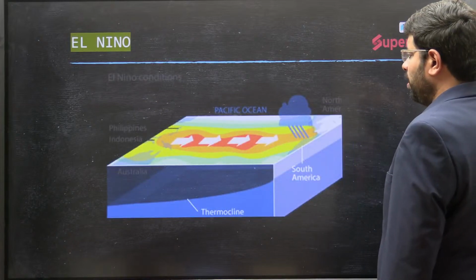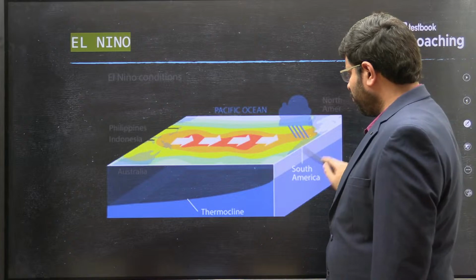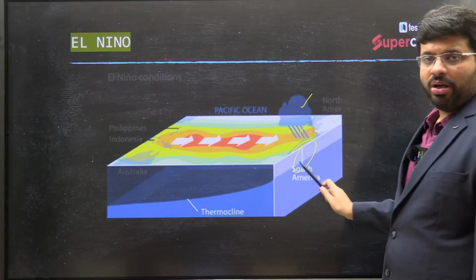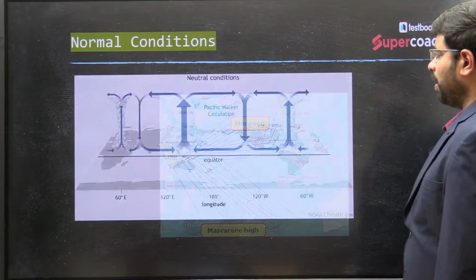Also, please remember, you can see here, El Nino, the warm water is dragged towards the coast of South America, right? Here there is cloud formation and rainfall, whereas there is no rainfall on the other side. So this is what you need to understand.